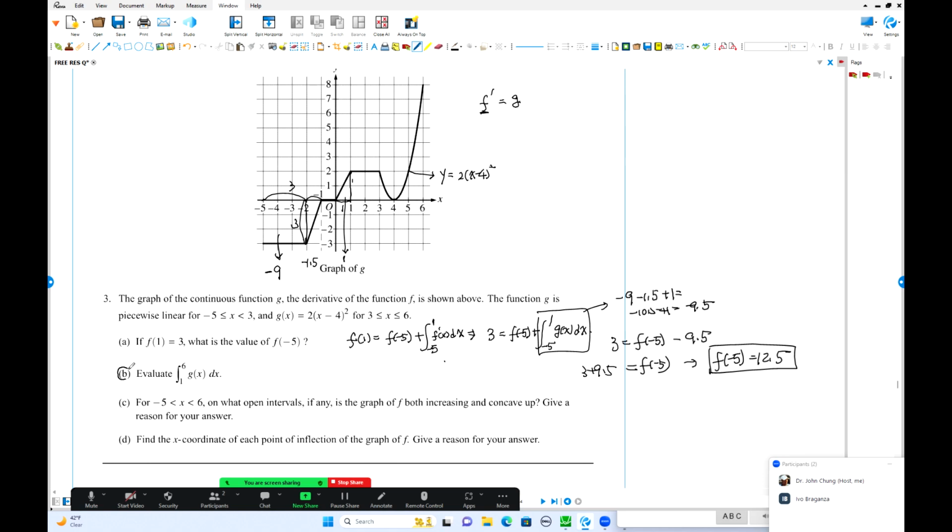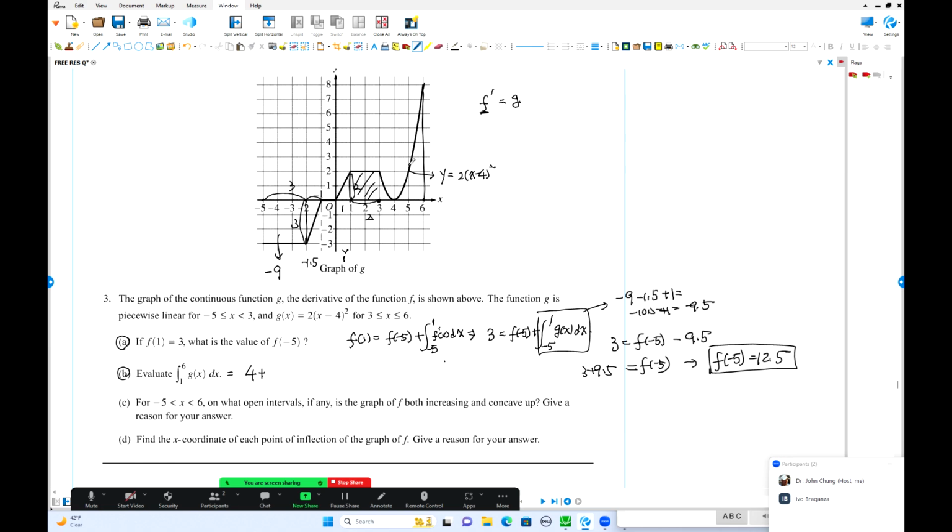The next one, evaluate the integral from 1 to 6 of g x. This is already g x, right? Take the integral from 1 to 6. I'm going to delete this one. We start from here now, 1, 2, 6 over here. Area of this one, right? Up to 3, we can use this rectangle: 2 times 2 is 4, right? That equals 4, up to 3 over here.